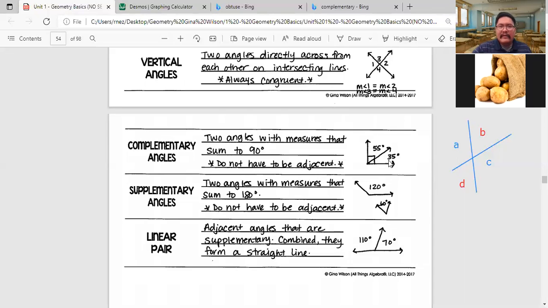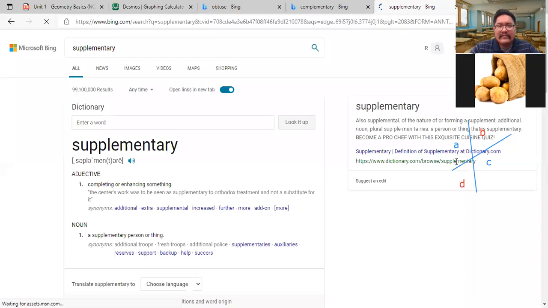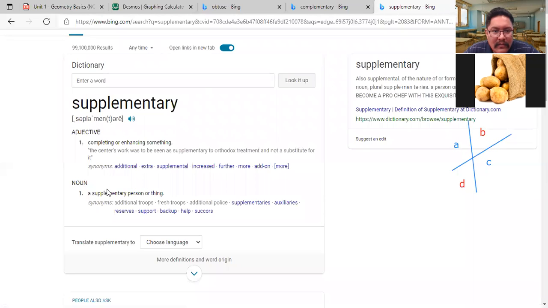And then you have supplementary angles, which again, I'm going to look up the definition of. But I'm going to take off the word angle and see what it gives us. So the definition of supplemental. Okay, so enhancing or completing something. This next one doesn't really seem to have anything to do with it. It just means adding more. But supplementary means to complete something.